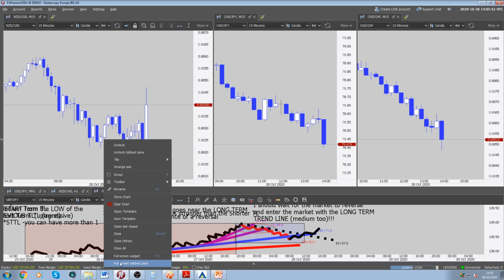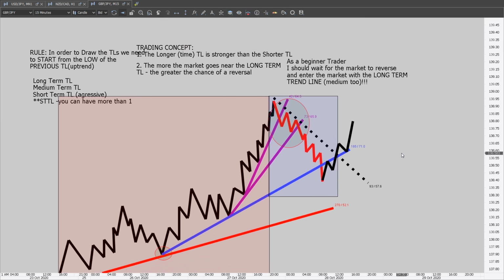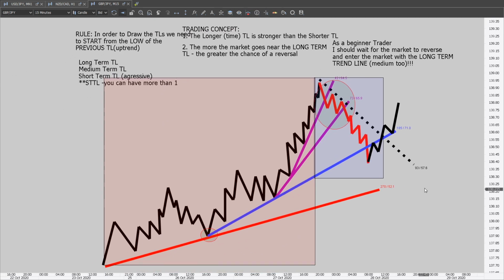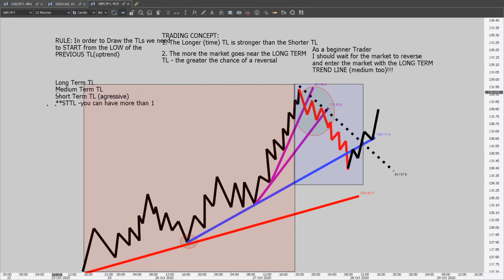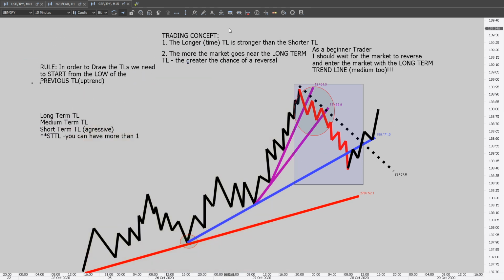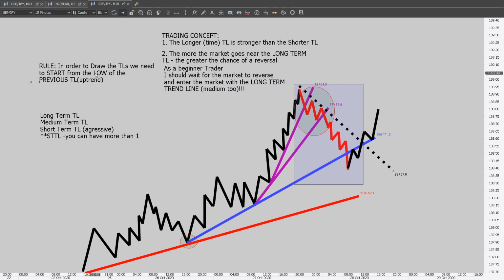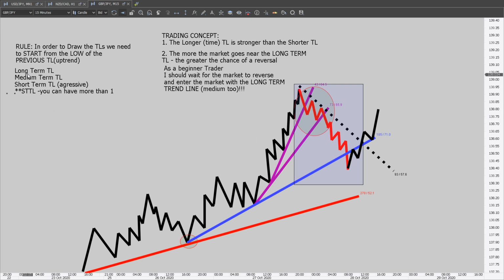In the meantime, we are going to continue to build and dwell on the trends, trading concepts, rules. Okay, we're going to continue.